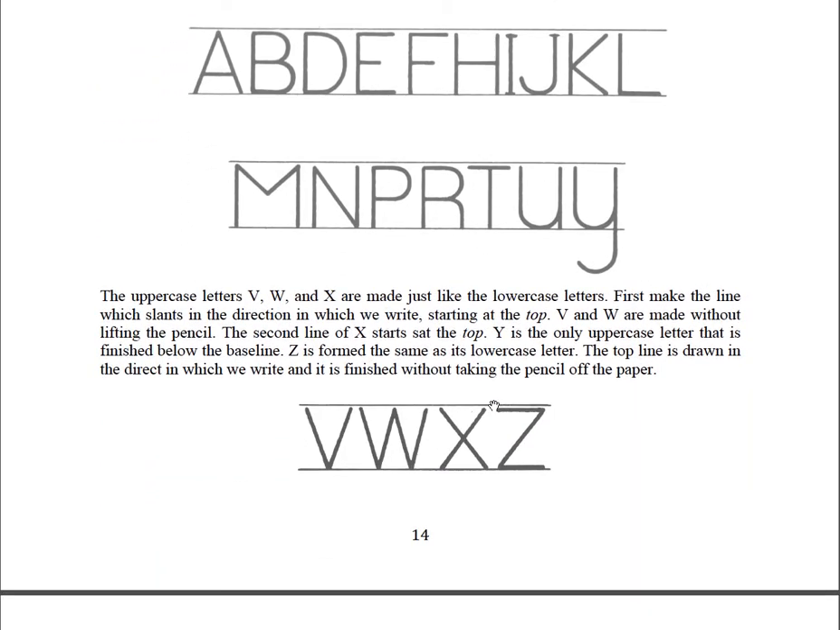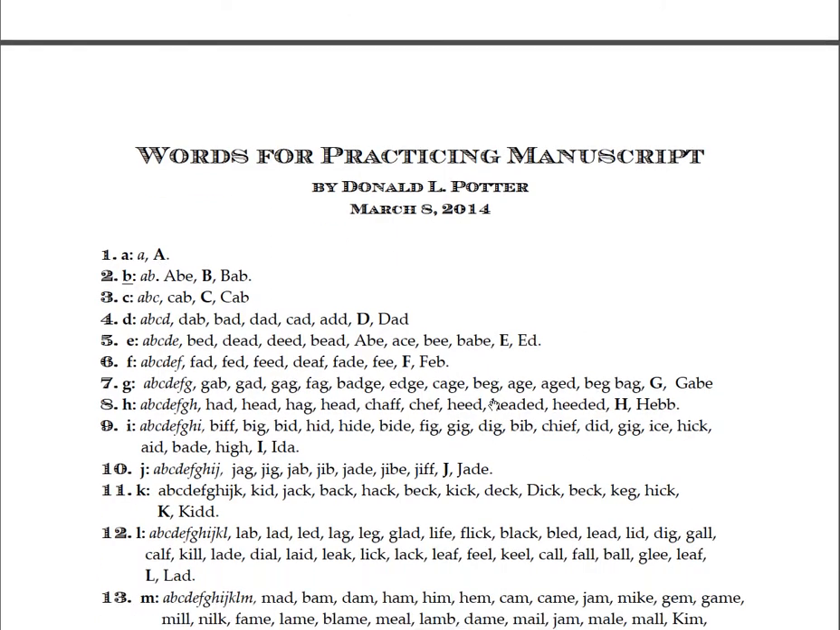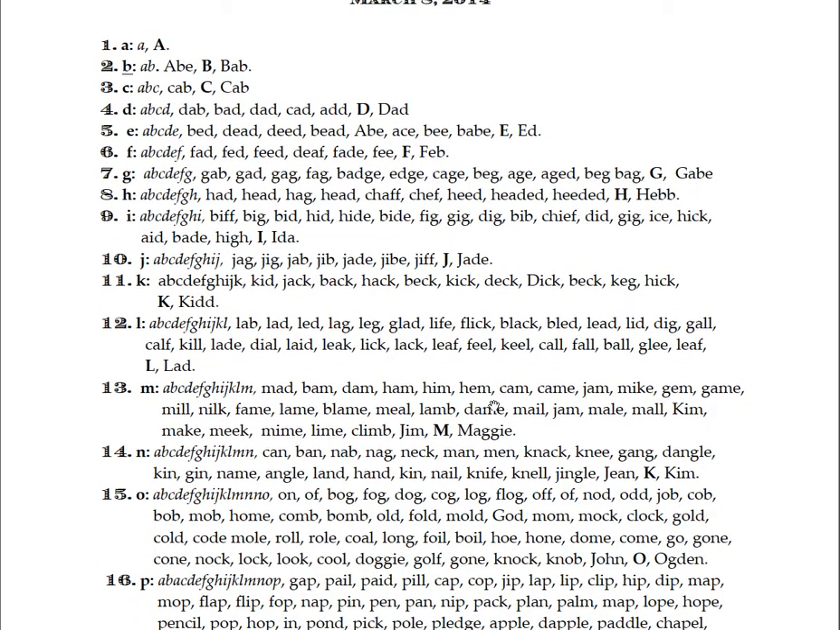And then the ones that start with a line that's not straight down are the V, W, X, Y, and the Z right there. Again, these are a bunch of words that you can use to help kids develop their practice. They can actually practice copying these words, but listen close.